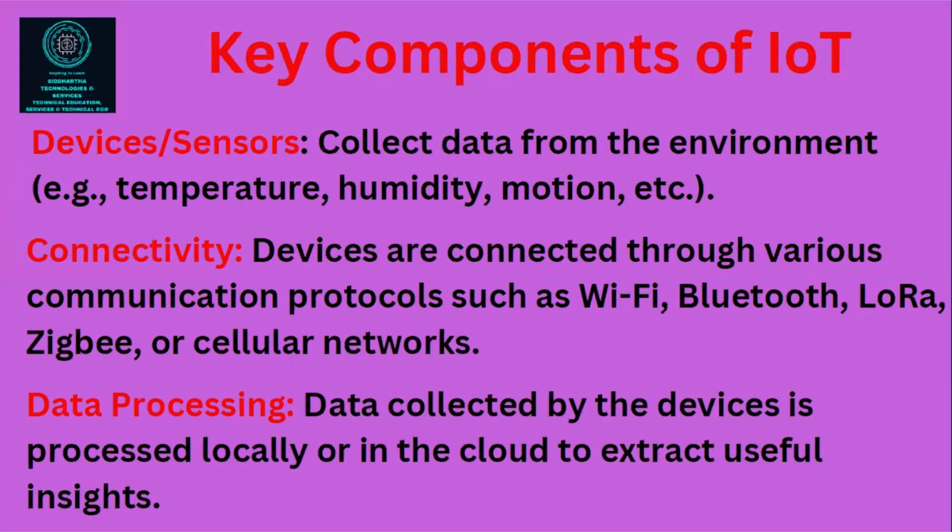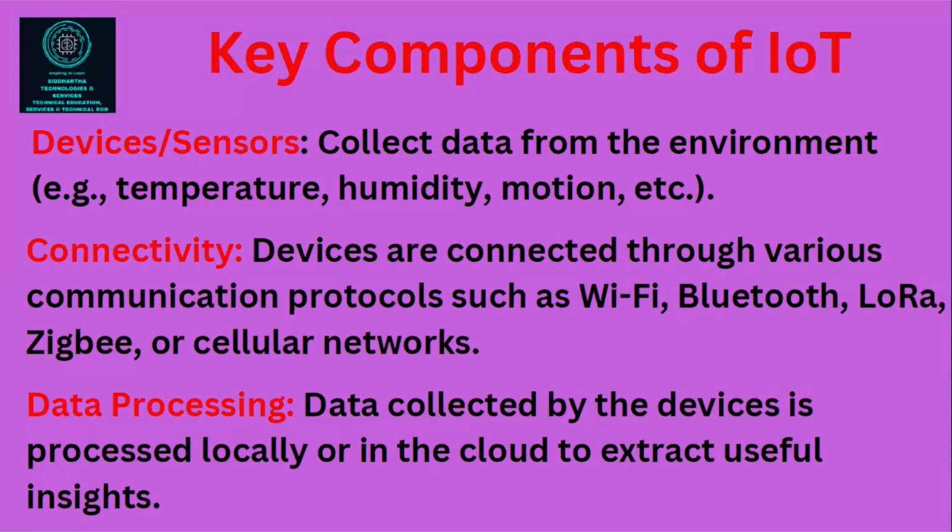Now, what are the key parts of IoT? You can see here, what are the things you have to remember when you say key components of IoT, right? So first is devices and sensors, right? Devices means, just now we have talked that there will be sensors for temperature, humidity, motion, these different types of sensors you will get in the market. Connectivity. Devices are connected through various communication protocols such as Wi-Fi, Bluetooth, LoRa, Zigbee, cellular network. Just what I told you, the network. The connectivity is nothing but a network.